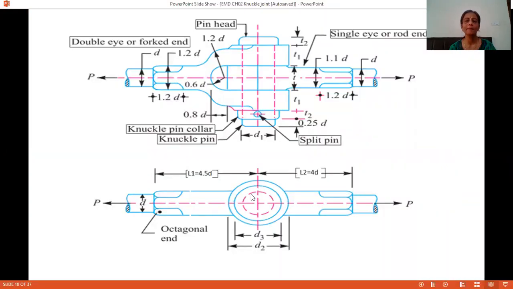This is a two-dimensional sketch of knuckle joint. This is single eye, this is double eye or forked end, this is pin head with knuckle pin, this part is a collar and this is a taper pin.